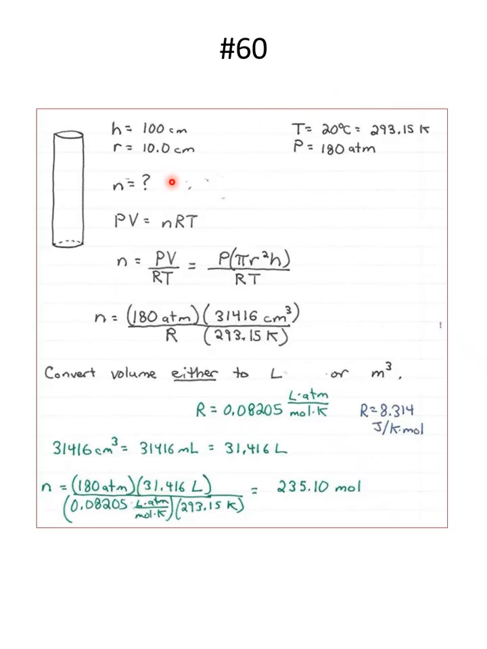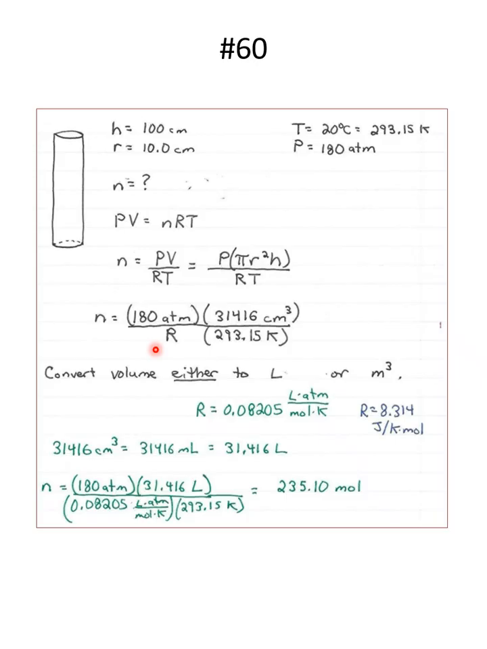We want to know how many moles. So n equals how many moles. Let's solve the ideal gas law. PV equals nRT. n equals PV over RT. Now, V is volume, and this is a cylinder, so that's pi r squared times h. We have to be very careful about the units here, and so if we're doing it in centimeters, we can keep that. So I've done it in centimeters, and it's 31,416 cubic centimeters. I've just left it as 180 atmospheres for the pressure. Notice I didn't plug in an R value yet. We'll talk about that. And the temperature.